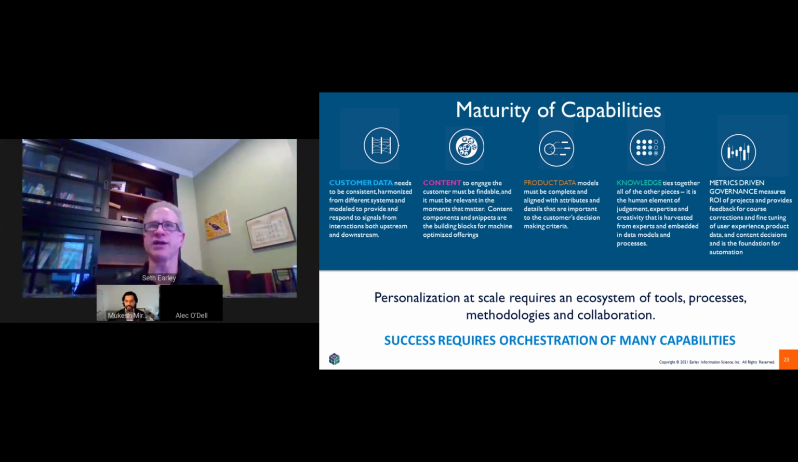We have to have a handle on it. It has to be good quality. We have to have some understanding of that customer journey. The content needs to also be in good shape. We have to know where it is. We have to be able to componentize it. We have to have a capability.